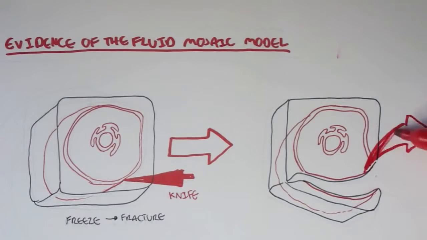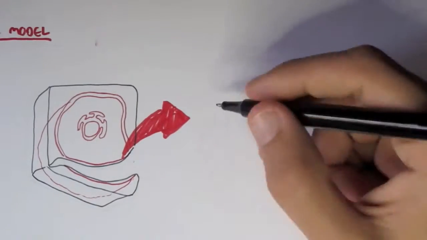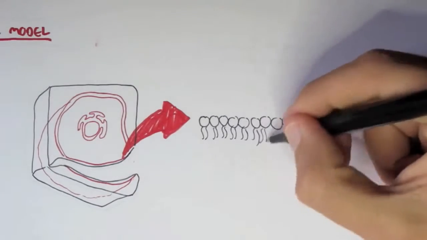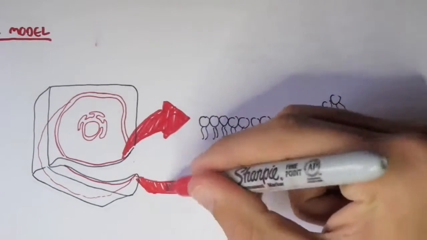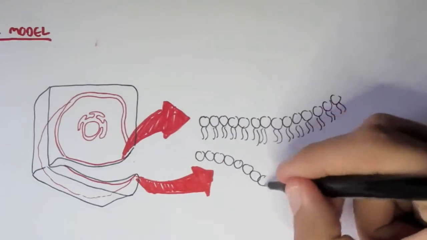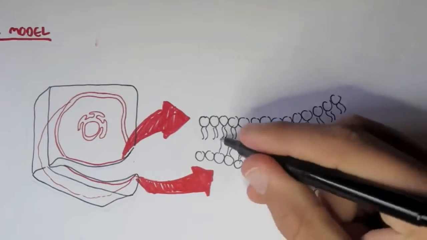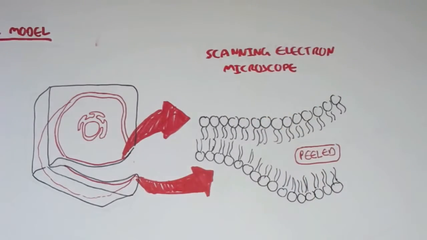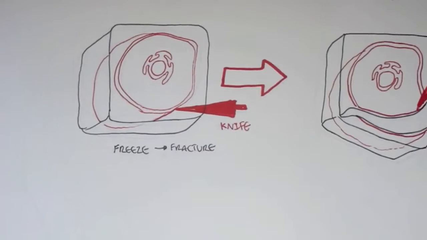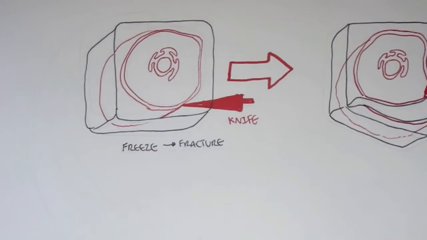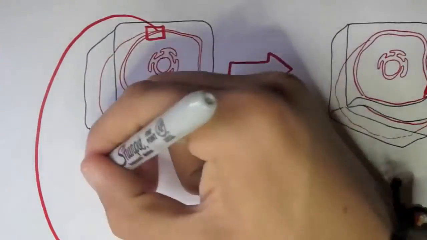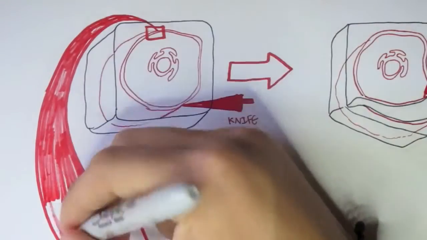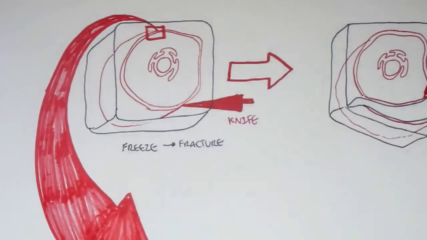And so using this, if we zoom into this section, we can see here is one layer of the lipid membrane, and here's the other layer. And so you can see that the lipid membrane is peeling, and you can do this by using a scanning electron microscope.